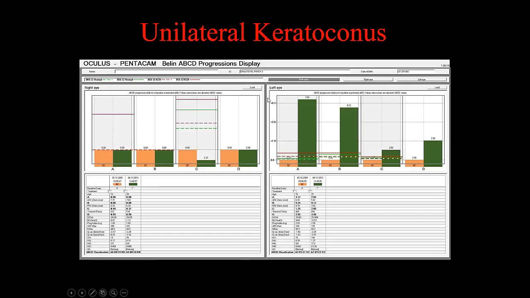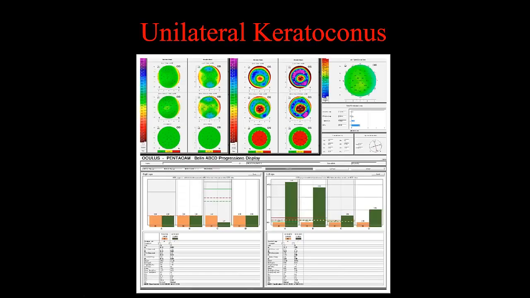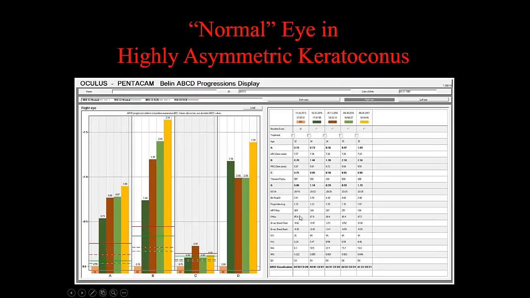Here is an unusual case. This is actually from an article we just recently submitted of what appears to be documented true unilateral disease. This is the involved eye. First of all, you can see the involved eye undergoing significant change, and this is over a 4-year period, and this is the normal eye being completely stable. So again, here's another example from that same paper of unilateral keratoconus.